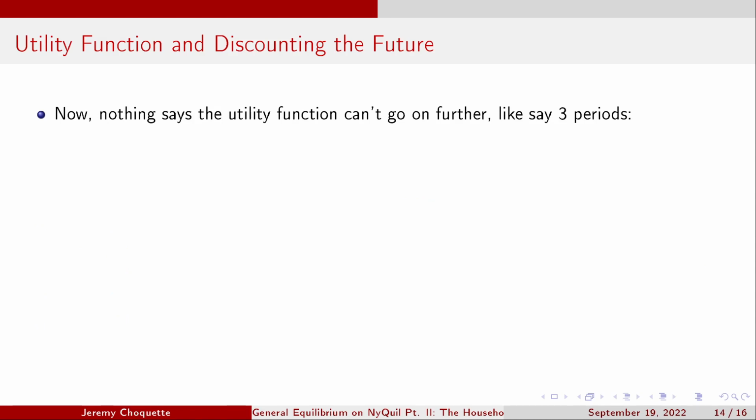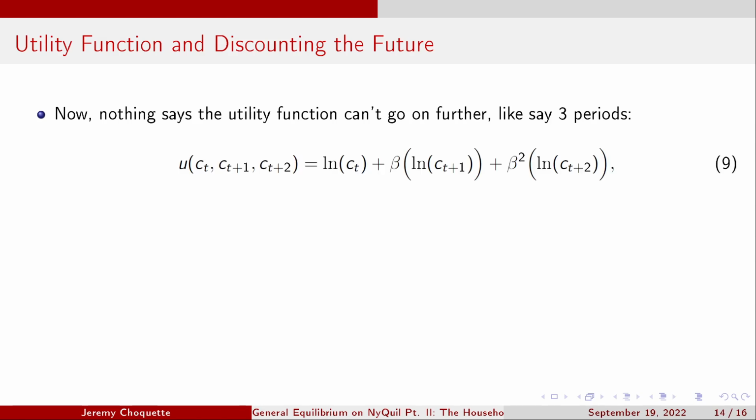Now, nothing here says that the utility function can't go on further. Say, I want to do 3 periods. Cool. This is what I get. The natural log of CT plus beta times the natural log of CT plus 1 plus beta squared times the natural log of CT plus 2. Now, why would I have beta squared here rather than just beta? Well, the reason for that would be I need to make sure that the day after tomorrow, terrible movie, matters a little bit less than tomorrow.